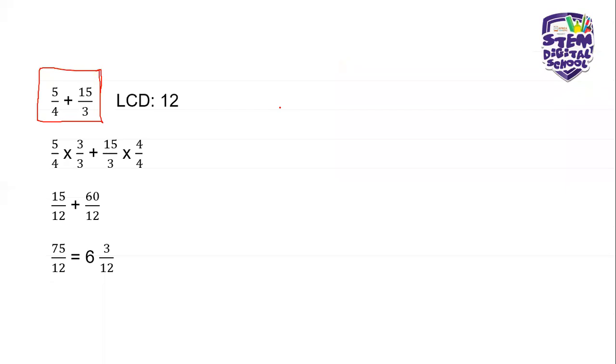So there are 2 ways of doing it. Sometimes when the numbers are really small and you're multiplying with a prime number, you can just say the lowest common denominator would be 4 times 3, which is 12.